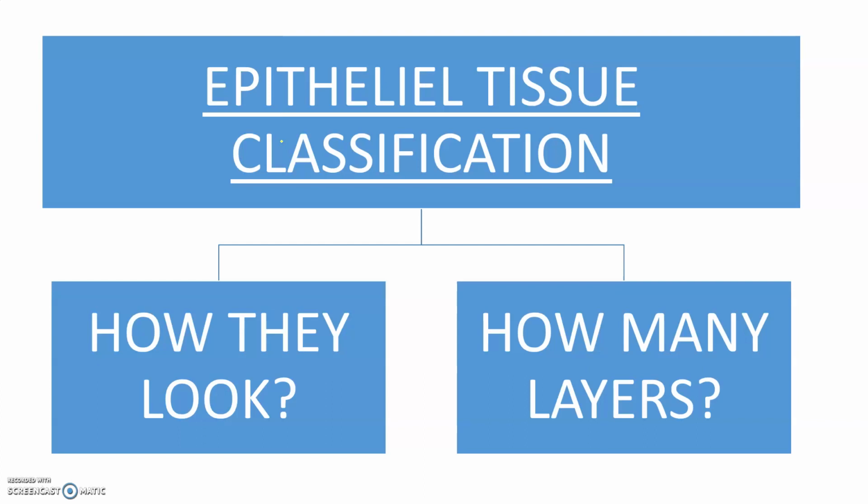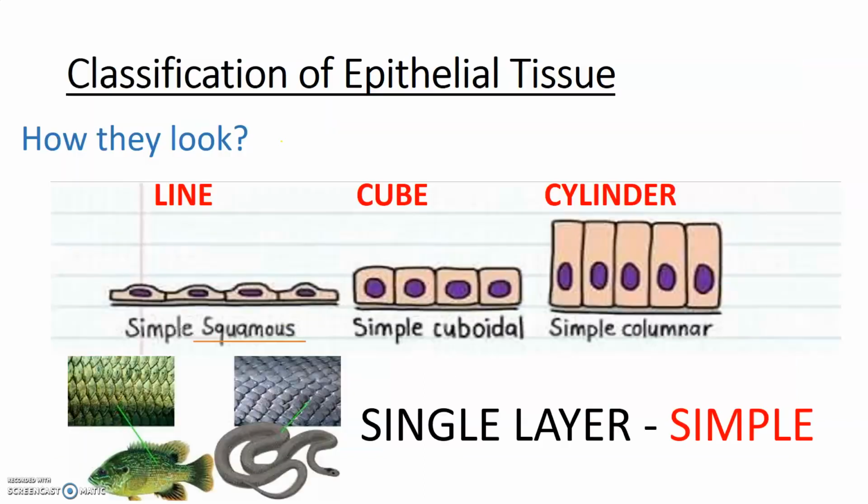We can classify them on the basis of their look and on the basis of how many layers are present. You have to keep these two points in your mind, which will enable you to remember all the different names that are going to come up for different types of epithelial tissue. So the first thing we will consider is how they look.